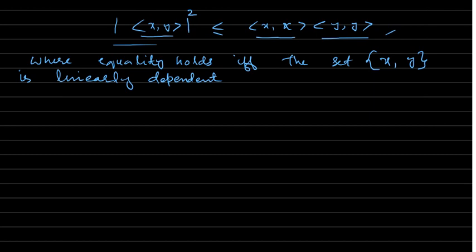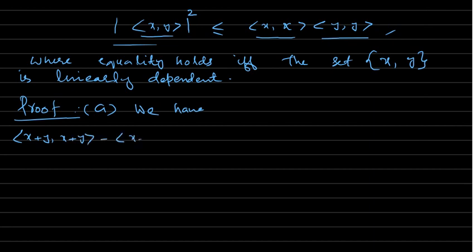Proof. The first part of the proof is very simple. We start with the right hand side and we try to expand it, and we will finally see that it is equal to 4 times the inner product of x and y. It's just a calculation. It's x plus y with x plus y, then minus x minus y with x minus y. I think we will first simplify these two, because doing all four together is not good.